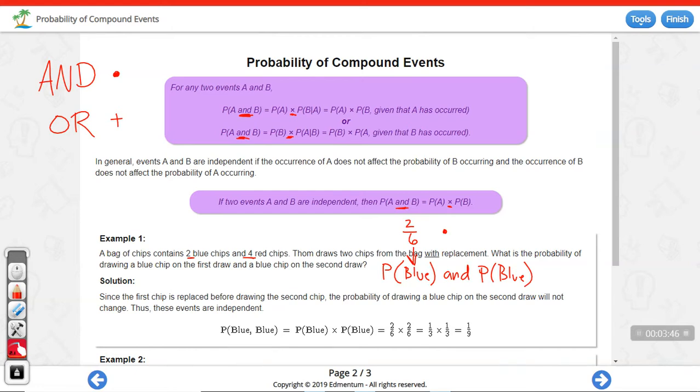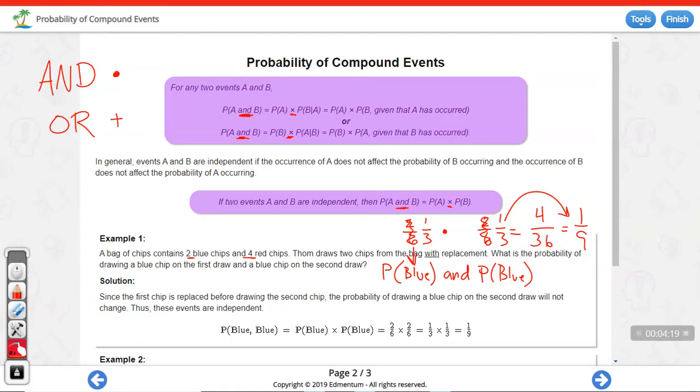And we multiply that by the probability of getting another blue, which again is going to be 2 out of 6 because if I did get a blue the first time, I put it back. So when I go to pull again the second time, there's still 2 blue chips in there and there's still a total of 6 chips. I can multiply these 2 together. 2 times 2 is 4, 6 times 6 is 36, and then that can be reduced down to 1/9. You could have reduced the fractions earlier if you wanted to. I could have made this 1/3, made this 1/3, and then gone directly to 1/9 when I multiplied them.